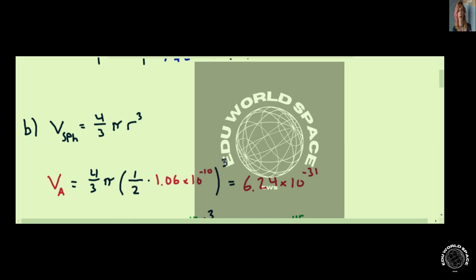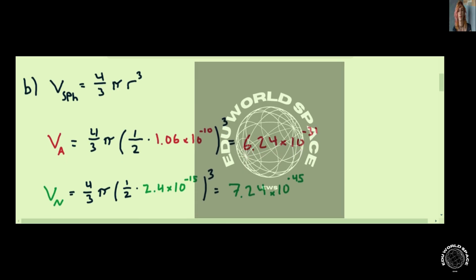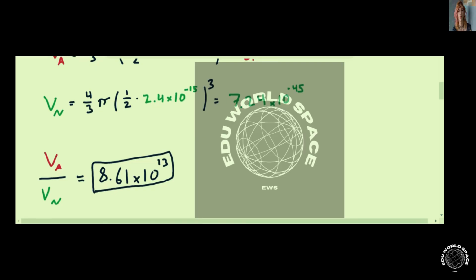So let's go back to our calculation. We're going to find the volume of the atom first, which will be 4/3 times pi times the radius, which is 1/2 times the given number, and then cubed. And so we're going to get about 6.24 times 10 to the negative 31 cubic meters here. For the next one, same process, except a different value, and we're going to get 7.24 times 10 to the negative 45 cubic meters. And yes, they're both very small. So we put the ratio of them together. We divide the volume of the atom by the volume of the nucleus, and we'll get about 6.81 times 10 to the 13.